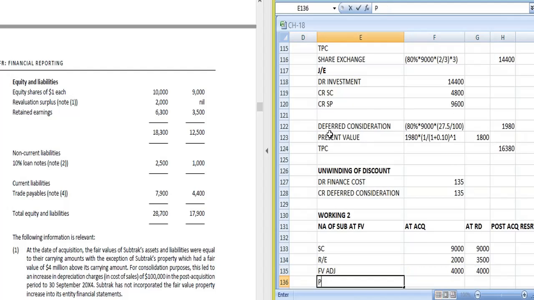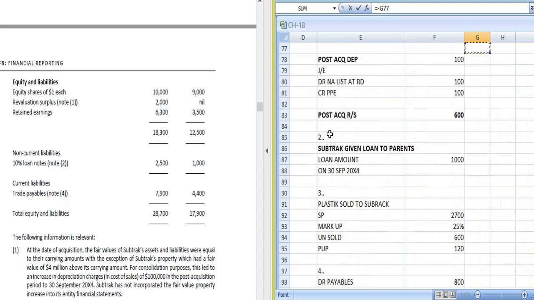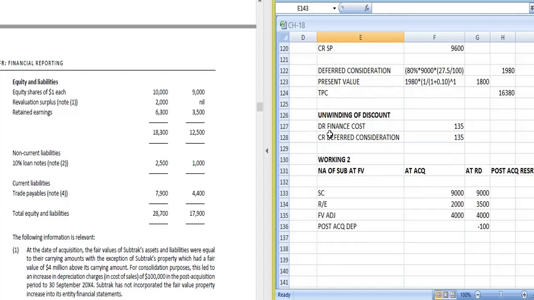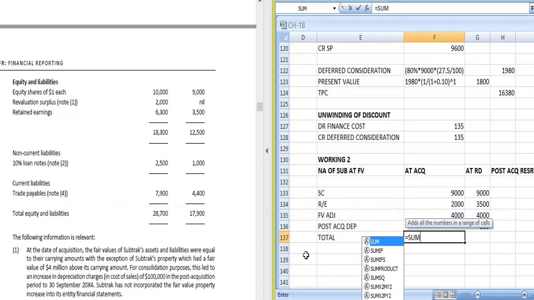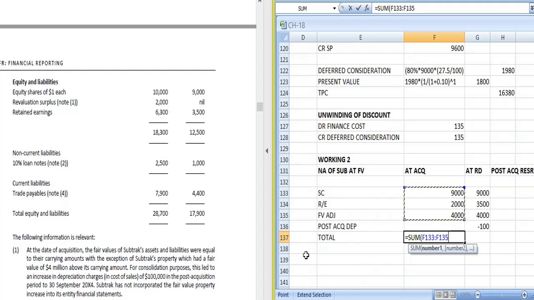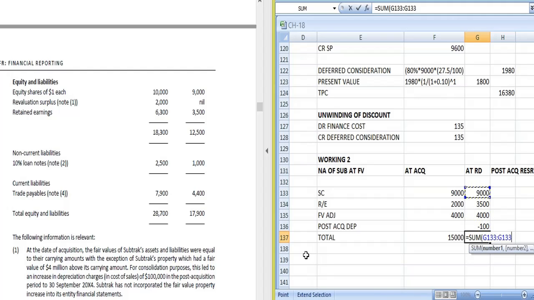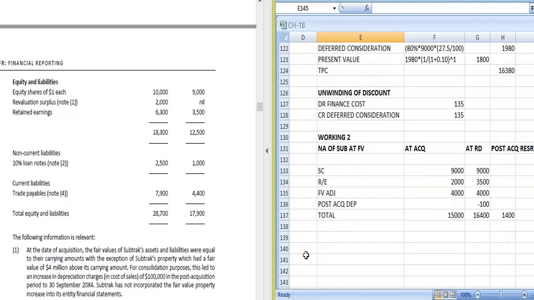So now post acquisition depreciation, we will only subtract it from the reporting date. The amount is 100. Anything else to be recorded here? No, I think this much is okay. Total, sum, and the difference between these two is the post acquisition reserve, which is divided between the parent and NCI.